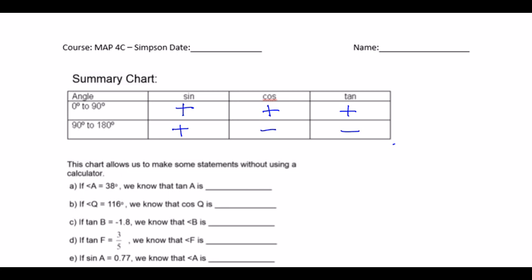Now, based on the chart that we have above, we can make some statements. If I know that the angle A is 38, we look for the angle. 38 is within the range 0 to 90, and we go over to tan, and we will know that it is positive.